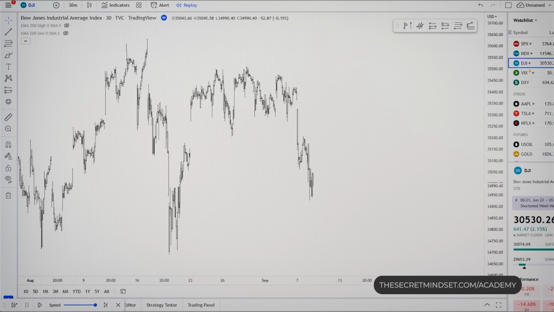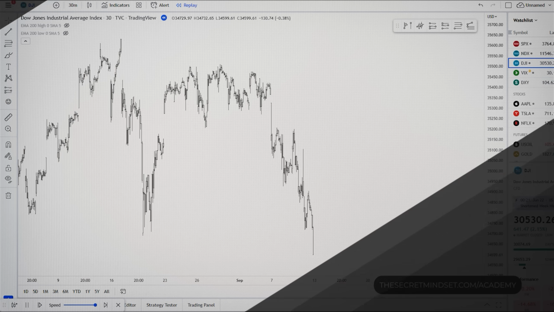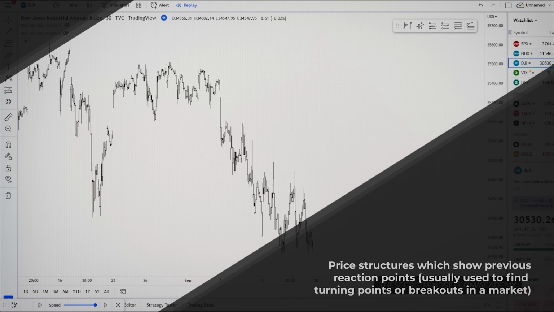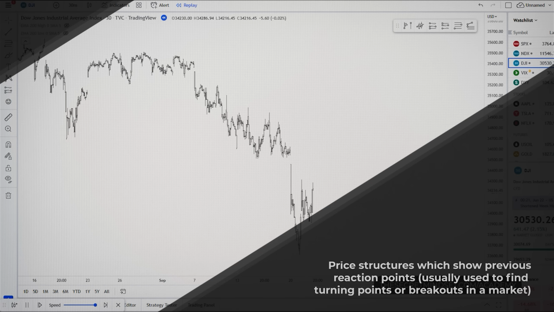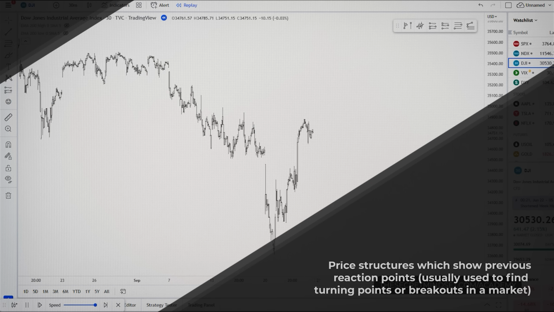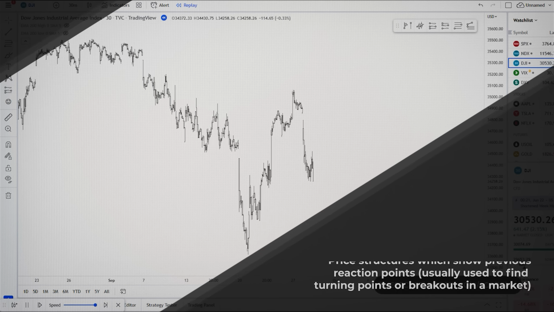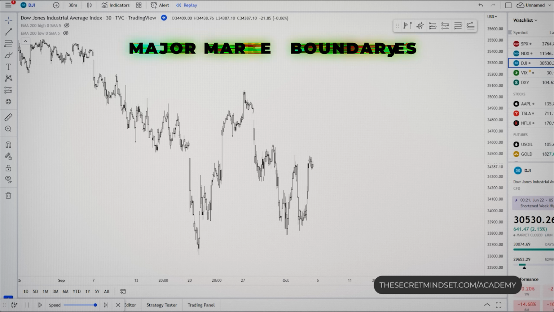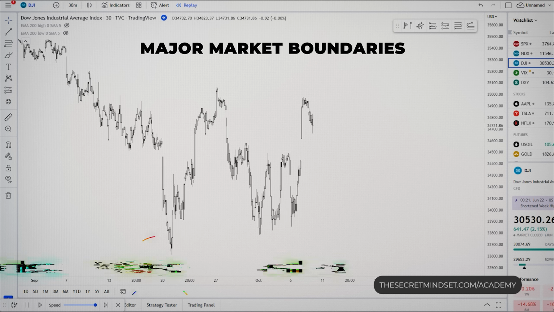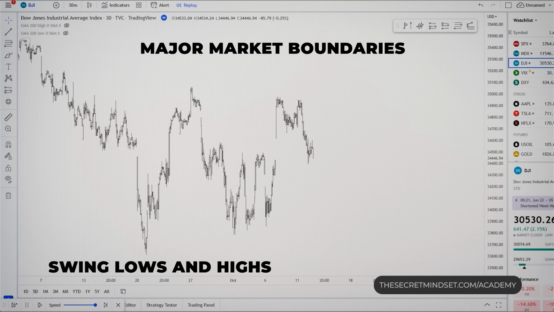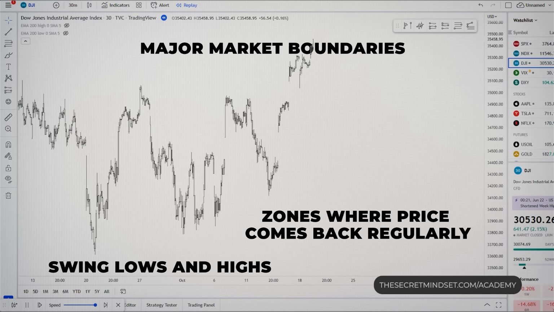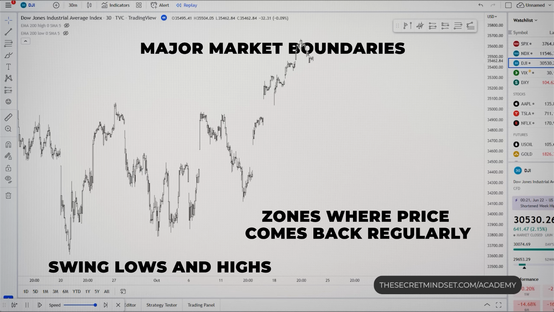I always pay close attention to support and resistance areas. These are price structures which show previous reaction points and are usually used to find turning points or breakouts in a market. There are many price levels that you can trade, from major market boundaries to smaller price structures forming swing lows and highs to huge zones where price comes back regularly.